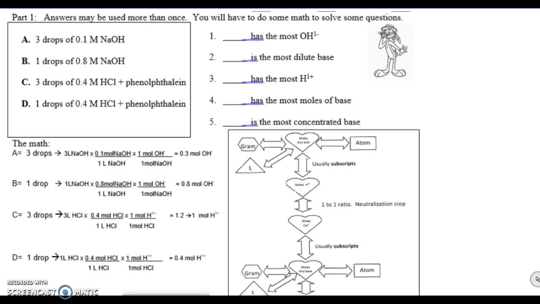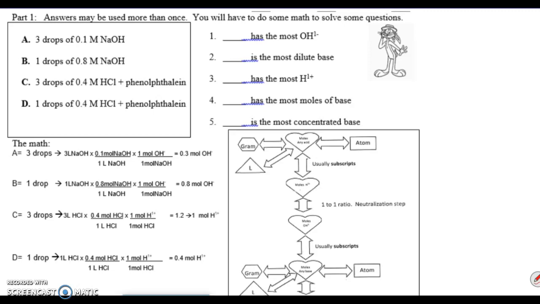So what I did is I have some math over here. It's A, B, C, and D. You have it on your sheets as well. That'll help you answer the questions, or you can look at the problem and maybe you can figure it out that way. So number 1, has the most hydroxide ion?